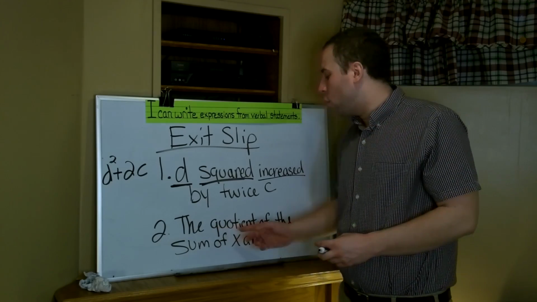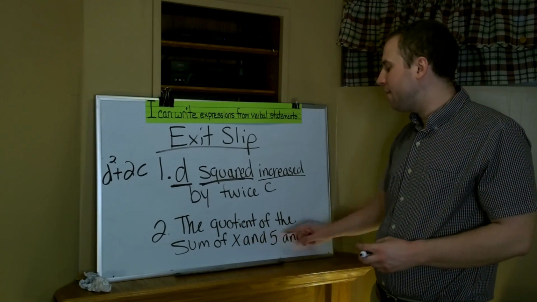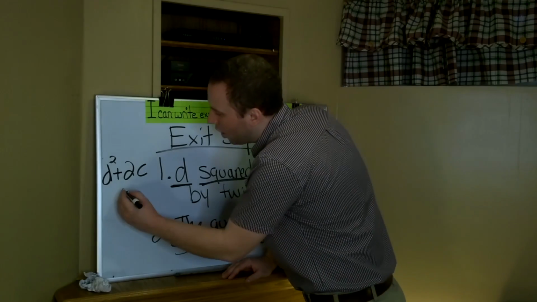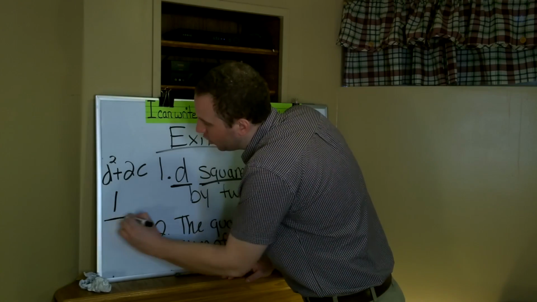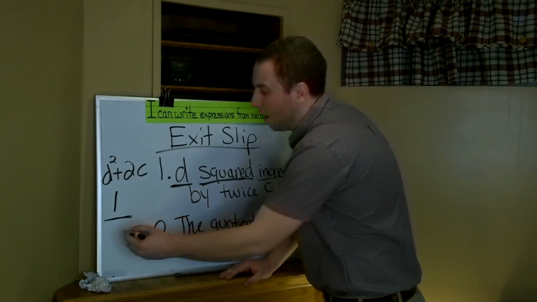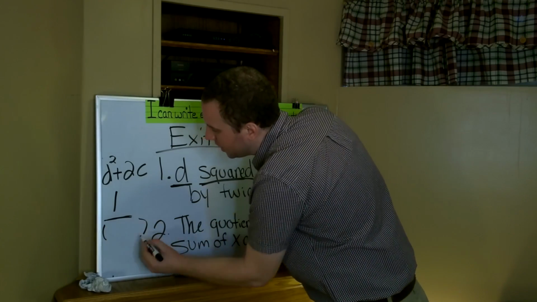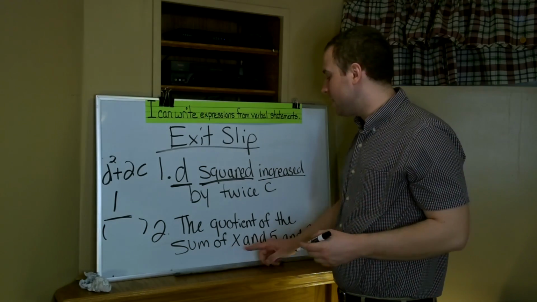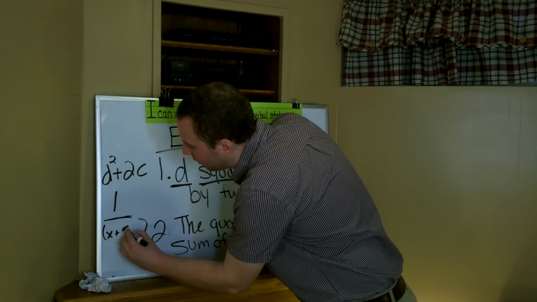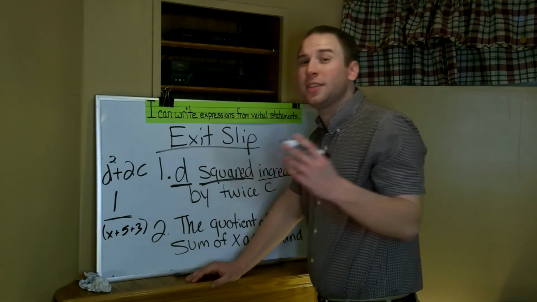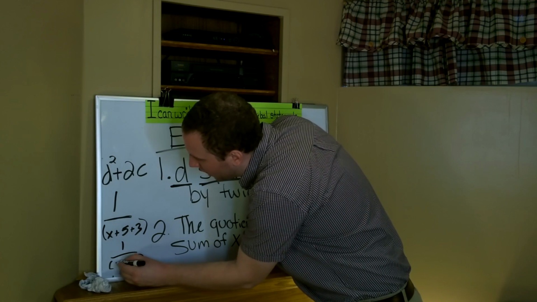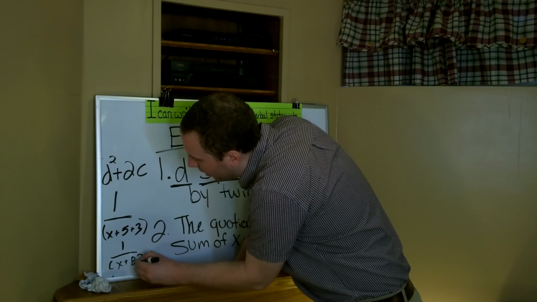Looking at our next problem, the quotient of the sum of x and 5 and 3. Well, that's kind of easy. The quotient, so we have nothing in our numerator, but our denominator is totally different than that. Because the sum, once again, means we're going to have our parentheses. The sum of x and 5 and 3 just means we're going to have x plus 5 plus 3, which if we wanted to simplify it, would mean 1 over, because 5 and 3 we can add together, and we would get 8.